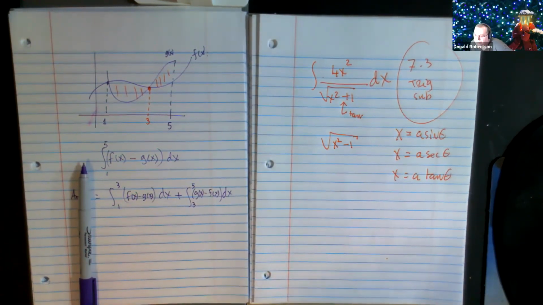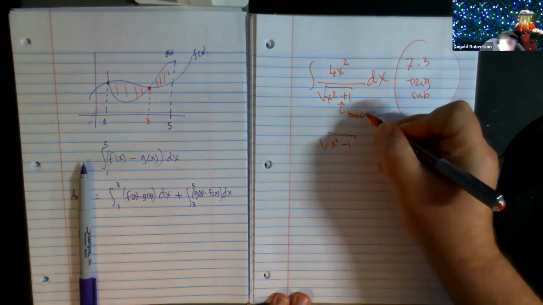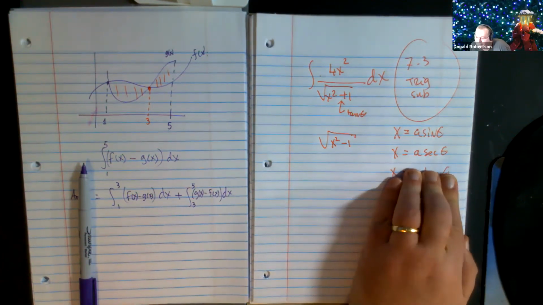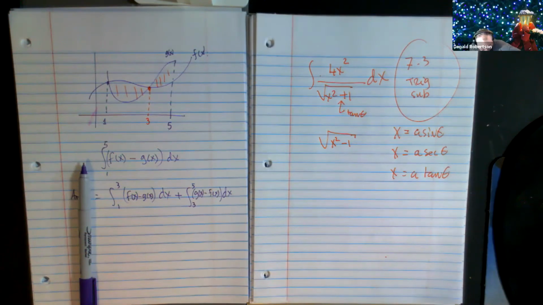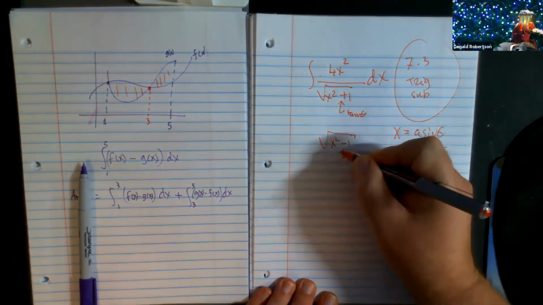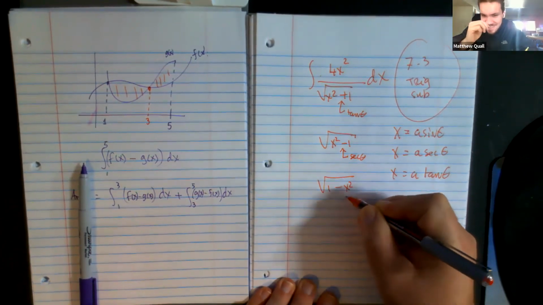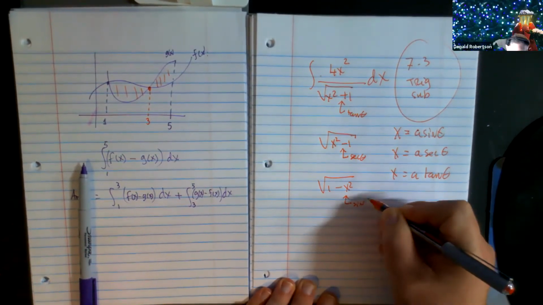What does an x squared minus 1 get you? So there are only 2 left. Is it sine? So close. What was the other one? Secant. Yeah. Those 2 are very similar looking.